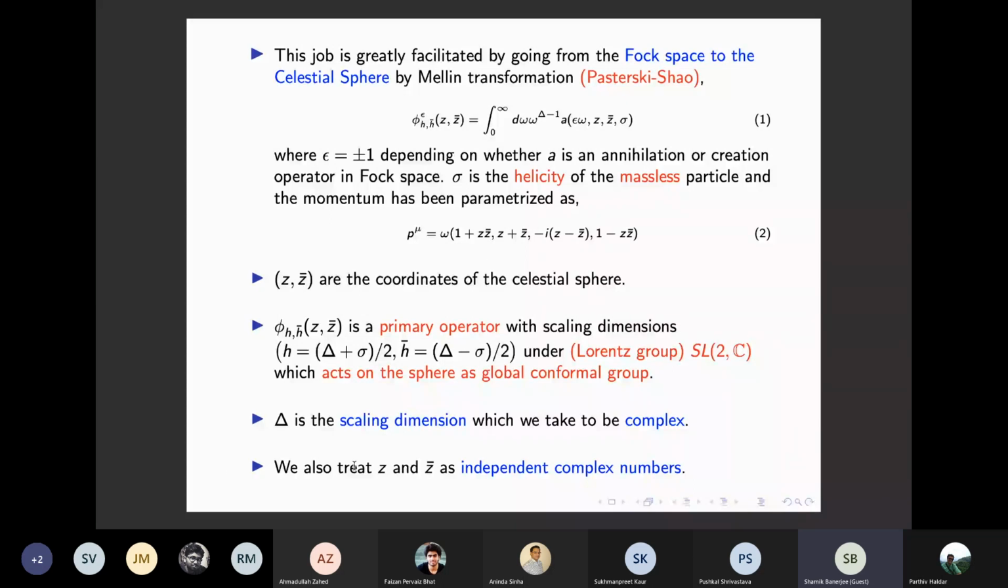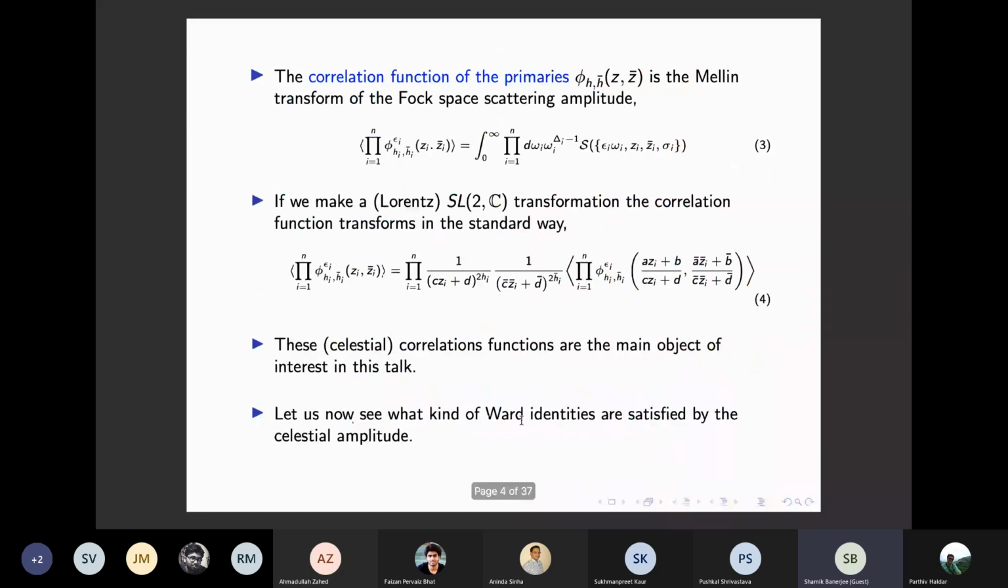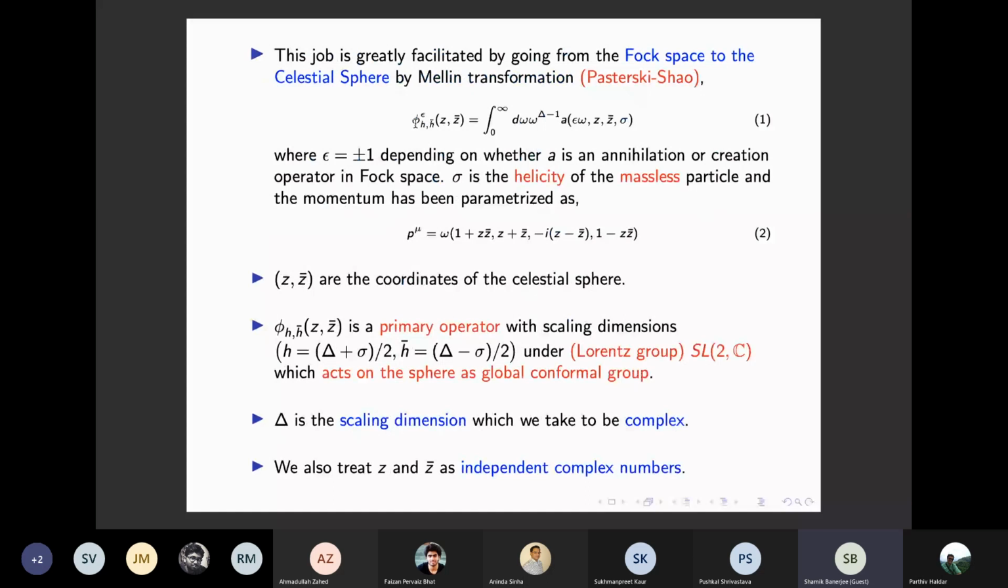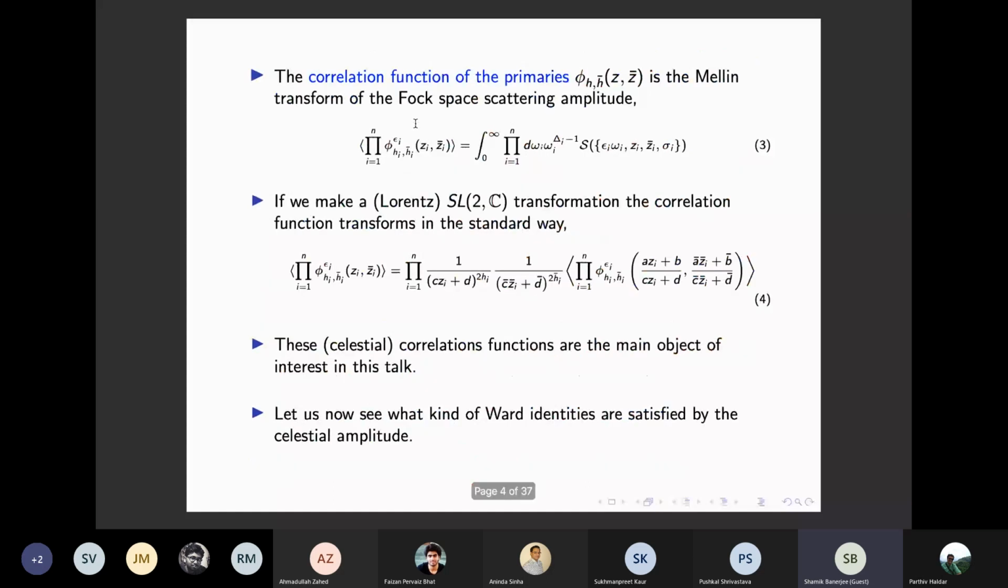As I just said, we also treat the z and z bar as independent complex numbers, and we also take this delta, which is a conformal dimension, as a complex number. Okay, so now let's look at this thing. So once I do this integral transformation, this gives rise to this integral transformation 3 on the S matrix.